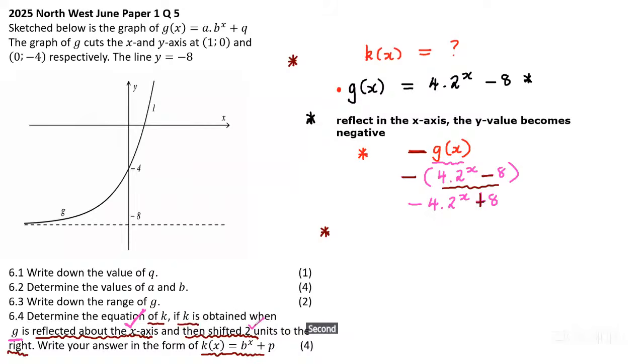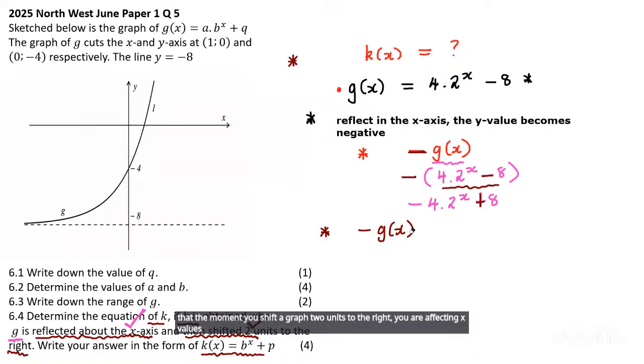Secondly, we then shifted the graph 2 units to the right. So currently, we are at negative g of x. That's where we are. But I want you to understand that the moment you shift the graph 2 units to the right, you are affecting x values.